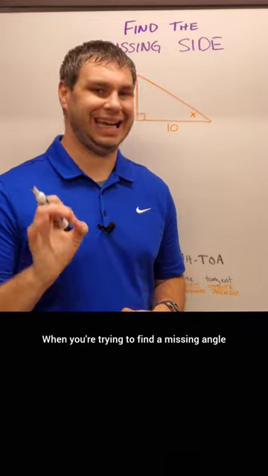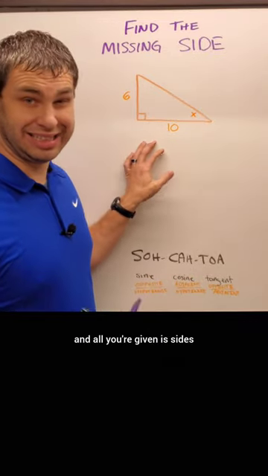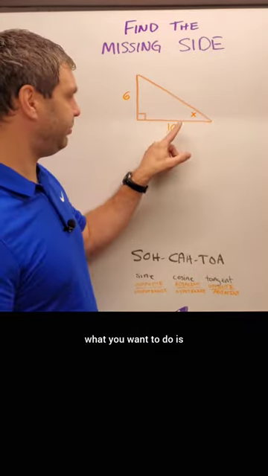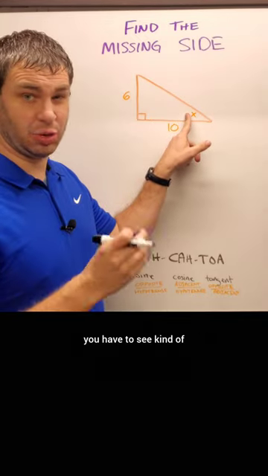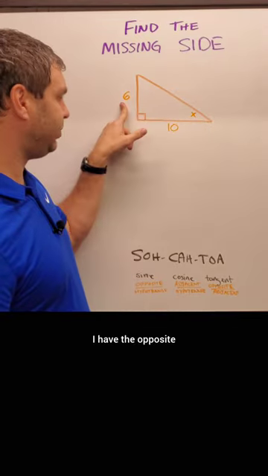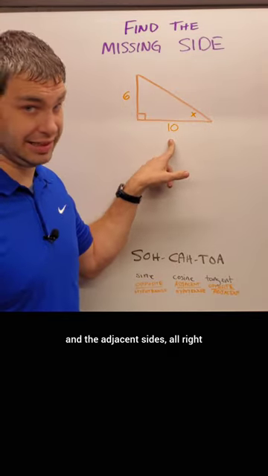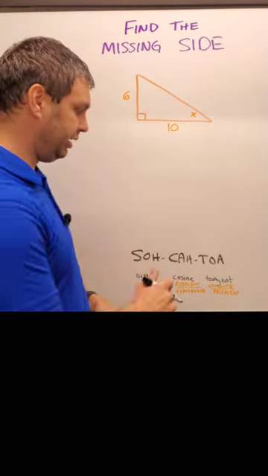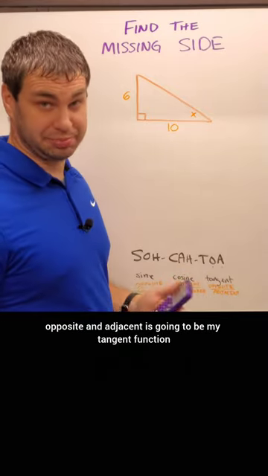When you're trying to find a missing angle in a right triangle and all you're given is sides, what you want to do is compare to the angle that you want. You have to see which sides you have. Here, compared to this angle X, I have the opposite and the adjacent sides. So using my word SOHCAHTOA, opposite and adjacent is going to be my tangent function.